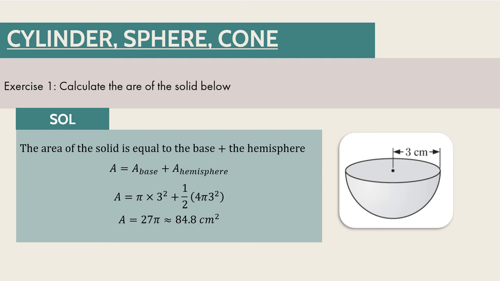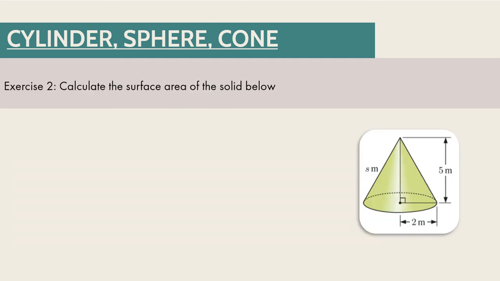Okay, now we move on to the next exercise. Calculate the surface area of the solid below. Here we are given the normal cone, but we are not given the slant height of it, but instead we were given the actual height of the cone. The height of the cone, the distance from the apex to the base.